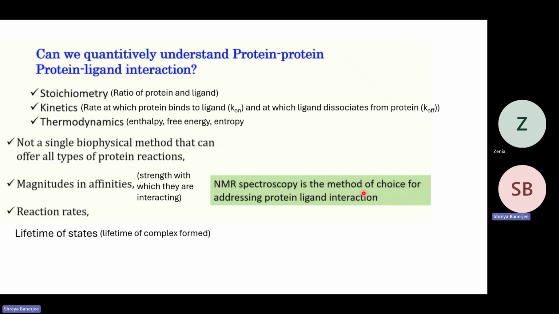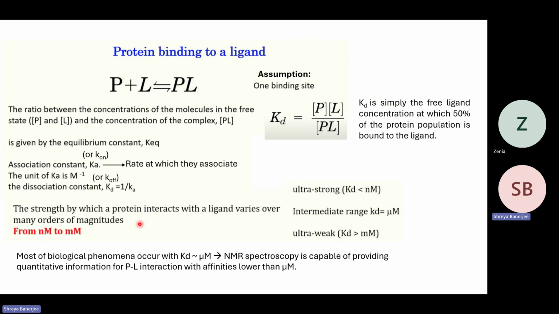NMR spectroscopy is the method of choice for addressing protein-ligand or protein-protein interactions. And why is that? We will look into that in a few slides, that is why NMR spectroscopy is used. Let us look at the basic kinetics of protein binding to a ligand.